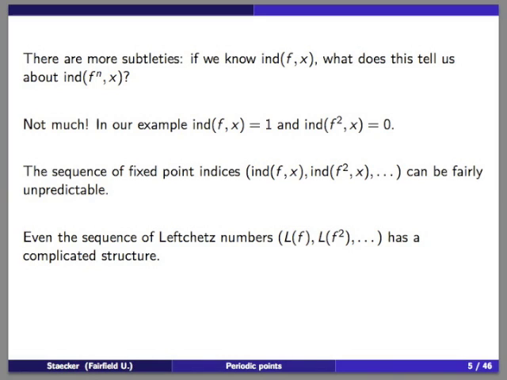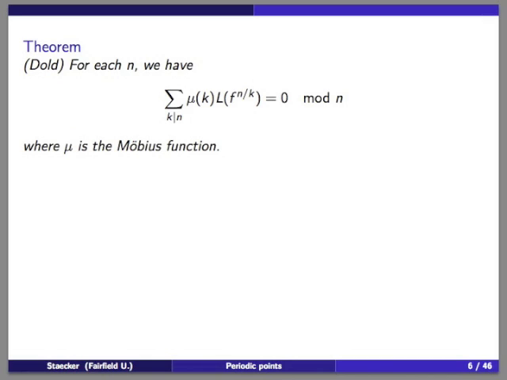And this is even true for the Lefschetz number, which is allegedly a simpler thing. The sequence of the Lefschetz numbers does not, for instance, obey a simple relationship from one iteration to the next. All right. This was studied by Dold, and he has a nice theorem. For each n, this congruence holds. The mu here is the Mobius function, which is something from number theory. I don't want to get into the details here, but the sum of the Lefschetz numbers of the iterations over some divisors, this exponent here is going to be an integer. This is not a fraction because k is a divisor of n. Anyway, this sum is always equal to 0 modulo n.